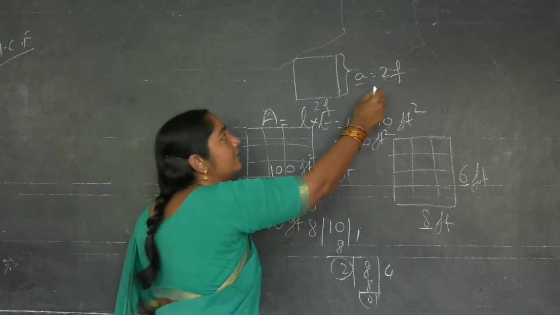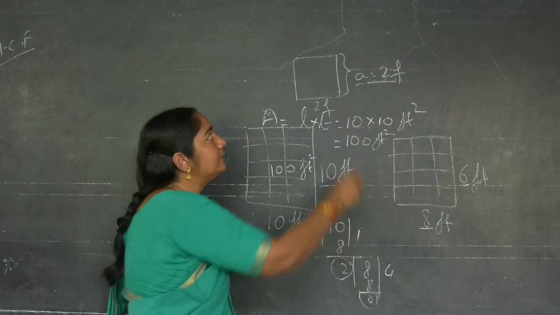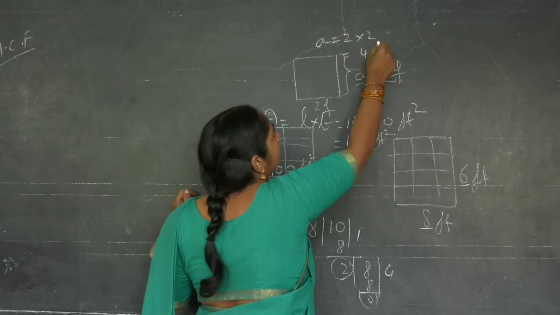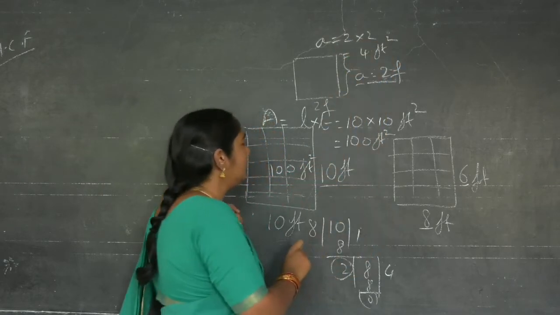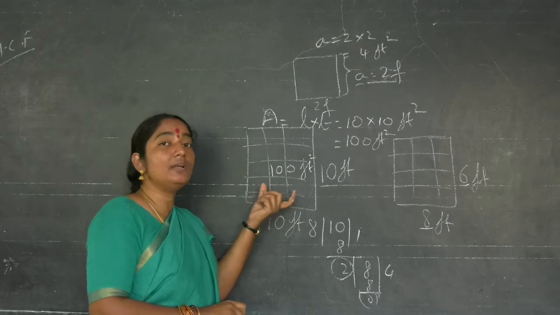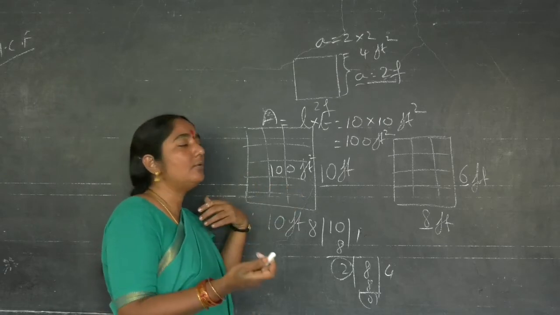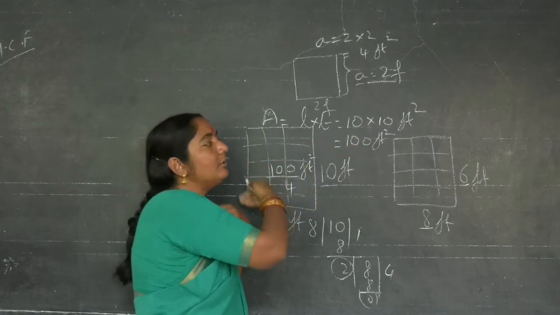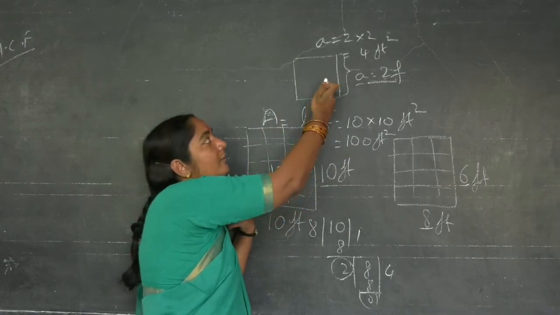The area of one tile is 2 into 2, that means 4 feet square. So how many tiles are required? How can you give the answer? Divide by 4, because it is the area of the whole room divided by the area of each tile.